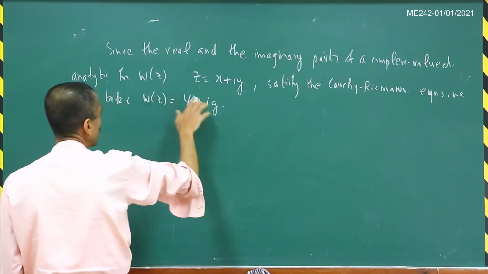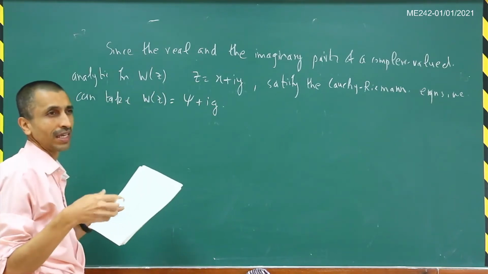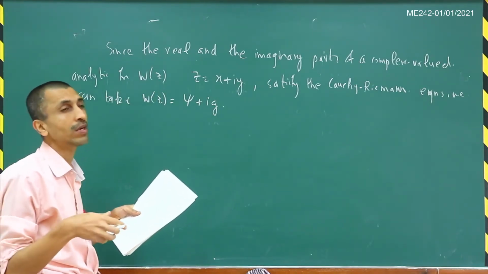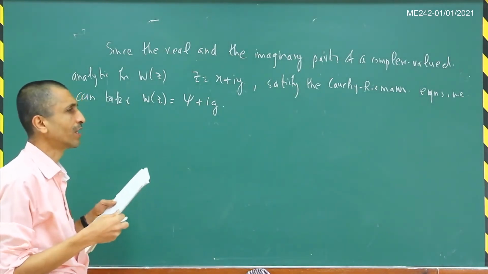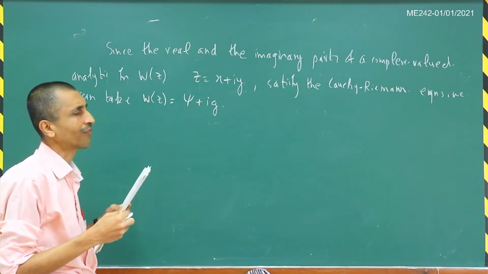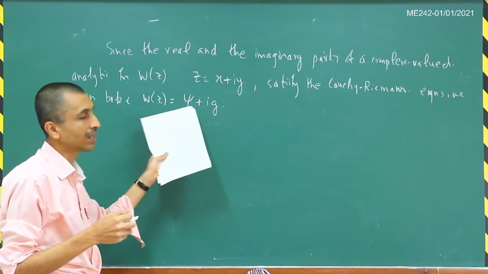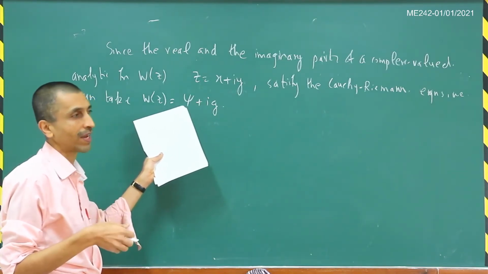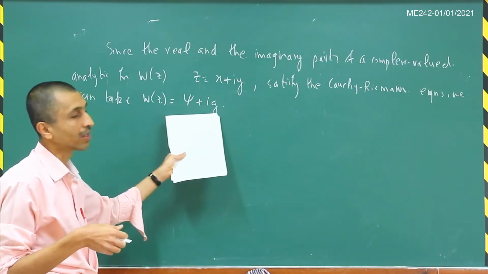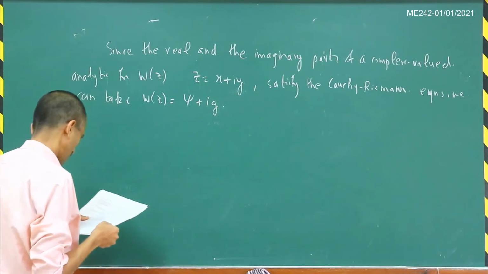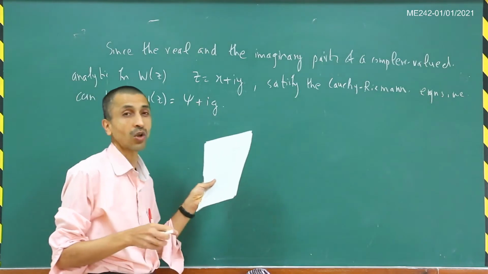And by choosing different analytic functions of z, like let's say z square or z cube or whatever, log z or different types of analytic functions, the real and imaginary parts of that complex valued analytic function will give us the warping function xi and the conjugate function g. Fine.